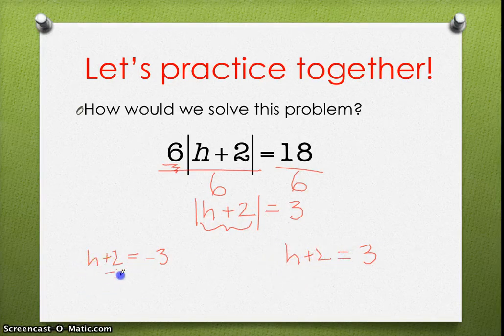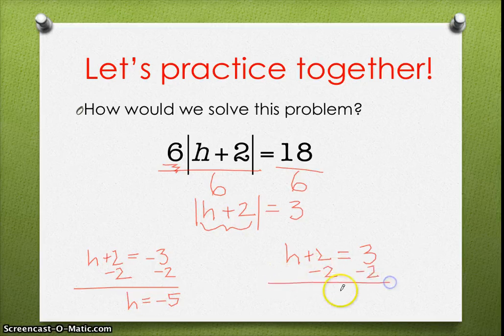We subtract 2 from both sides. So the first solution is h equals negative 5. And we subtract 2 from the second equation. Again, this is just applying inverse operations, and we get h equals 1. So we represent our solution set with braces, and we write our two solutions separated by a comma.